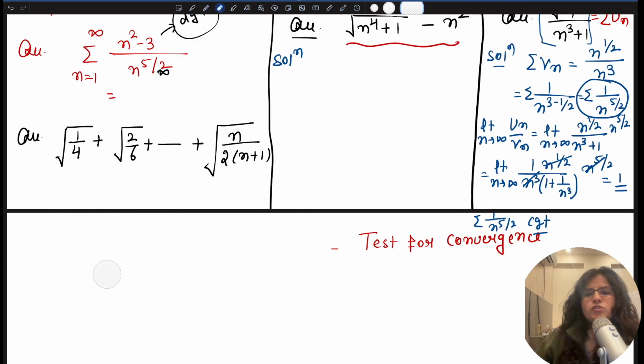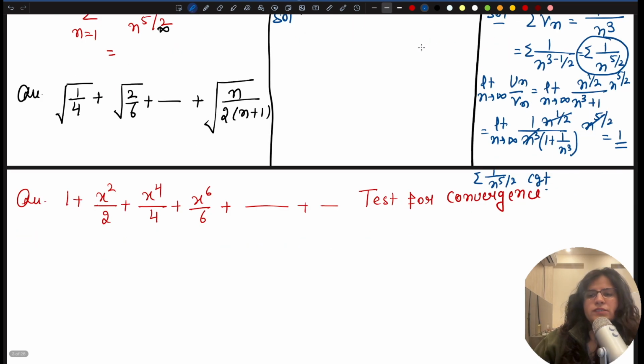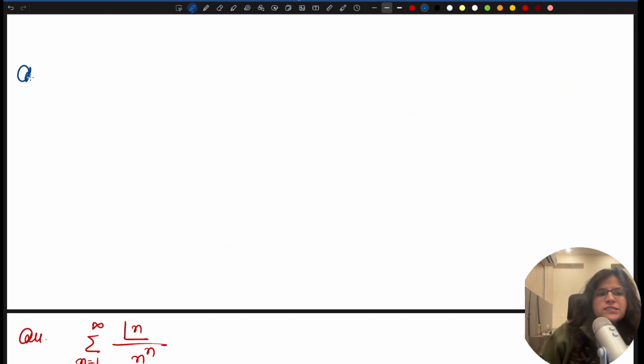I'll write this question later, इसको मैं बाद में लिख दूँगी. Let's first, okay, ये रेज नहीं हो रहा है. रूट एन टू द पावर 4 प्लस 1 माइनस एन स्क्वायर, जैसे ये क्वेश्चन है मेरे पास. Question says that under root n to the power 4 plus 1 minus n square.